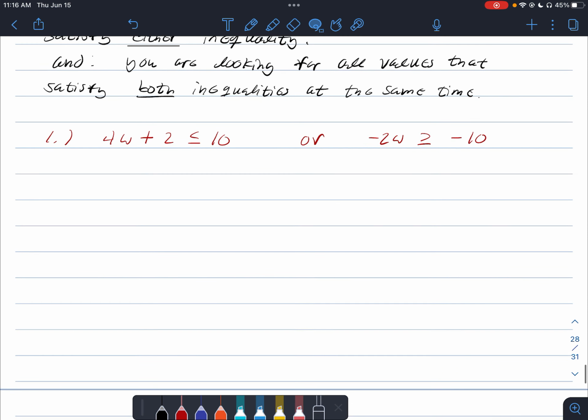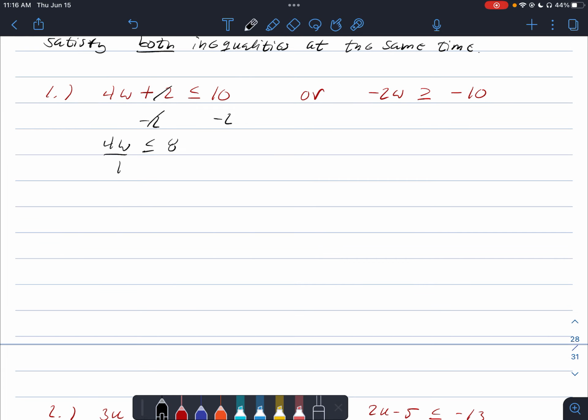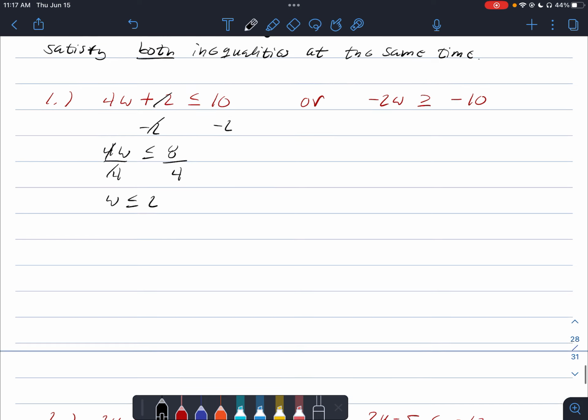Okay, so let's go ahead and see if we can solve these. When you get something like this, you want to try and solve each of the inequalities. So let's go ahead and do that. This left one here, we'll take 2 away from both sides. And we'll have 4w is less than or equal to 8. Now we can divide both sides by 4. And we'll get that w is less than or equal to 2.